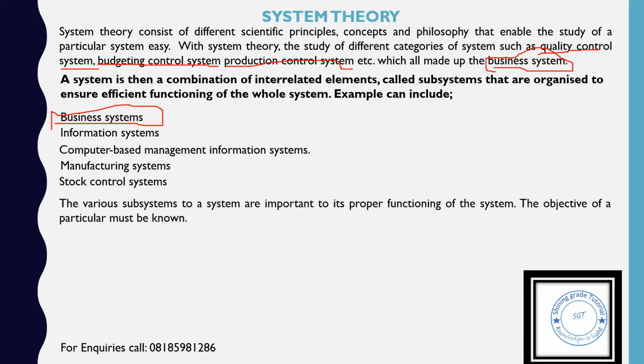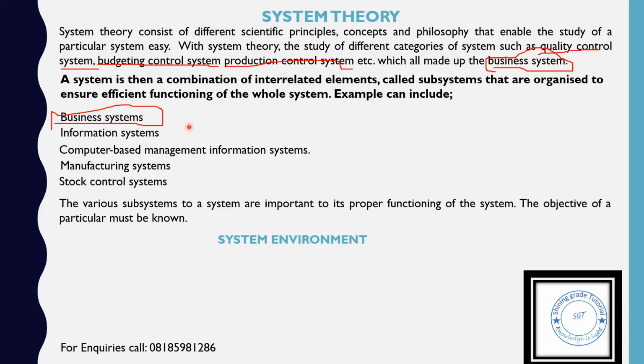Alright, so now the idea is that the various subsystems of a system are very important to the proper functioning of the system. As well, it's very good that we make sure the objective of any particular system is known. For instance, the objective of a business system needs to be known, and how that objective can be attained. It's key that such an objective is easily identified.